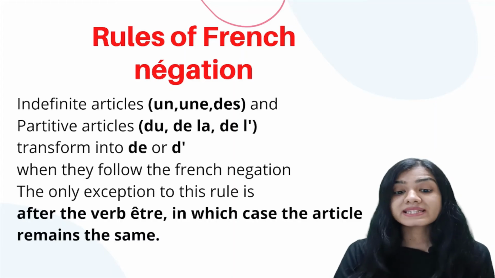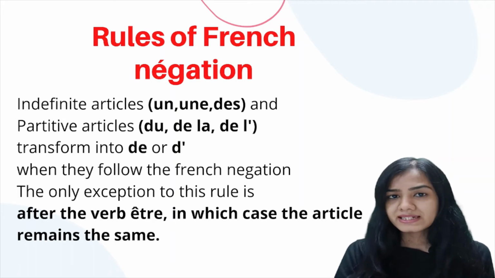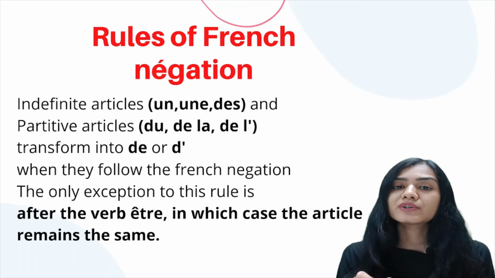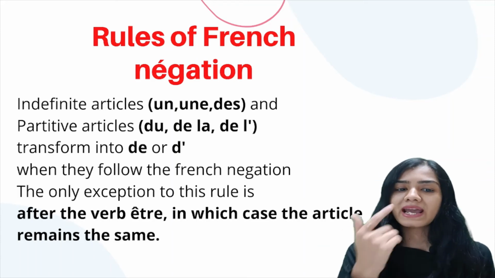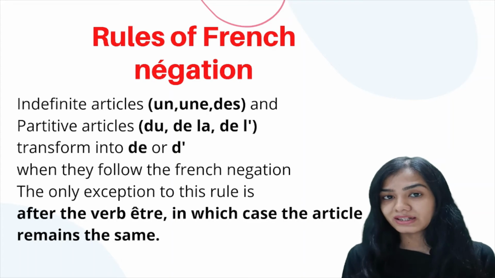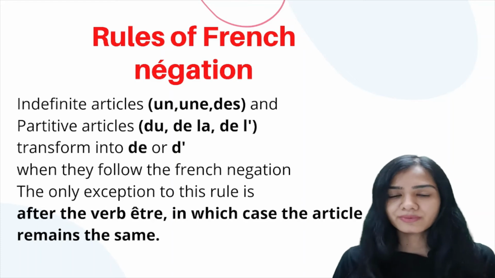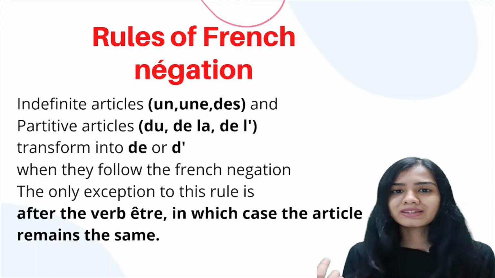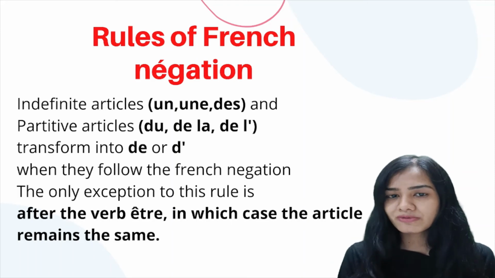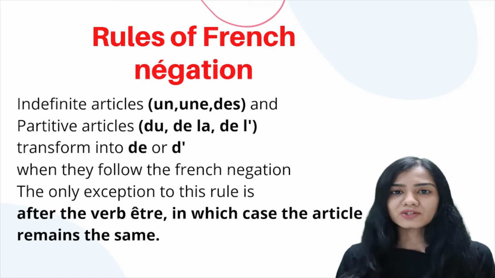But the only exception to this rule is after the verb être, in which case the article remains the same. So if in our sentence we have the conjugation of the verb être, je suis, tu es, and that is followed by any of the indefinite or partitive articles, then in negation that remains the same, contrary to the rule mentioned above. In the above rule, I mentioned that in the negative sentence un, des and so on are going to convert to de or d apostrophe. But if it is after the verb être, then that is not going to happen.